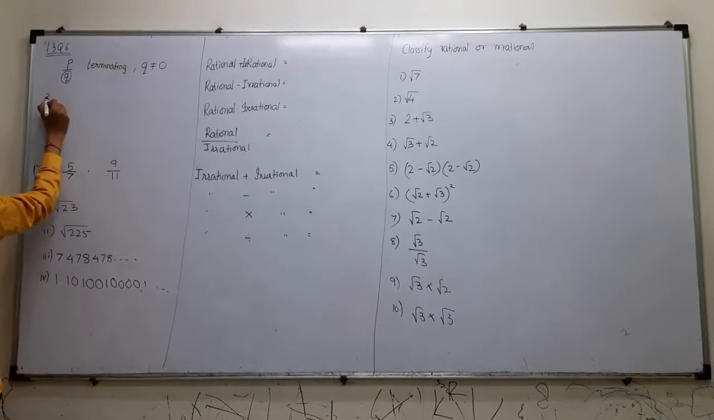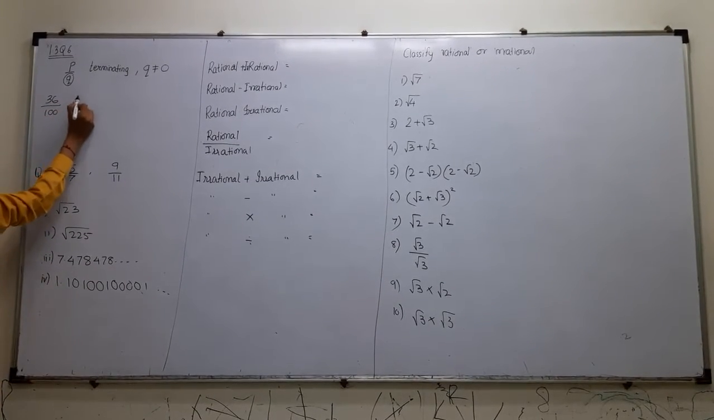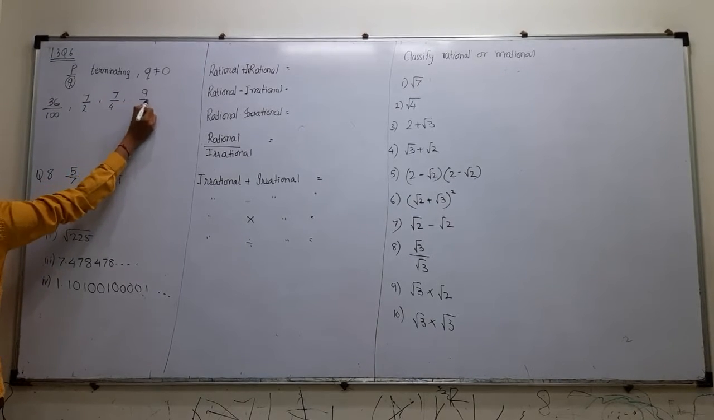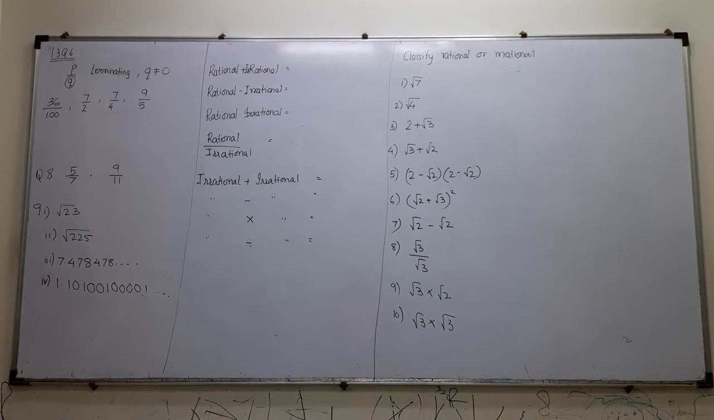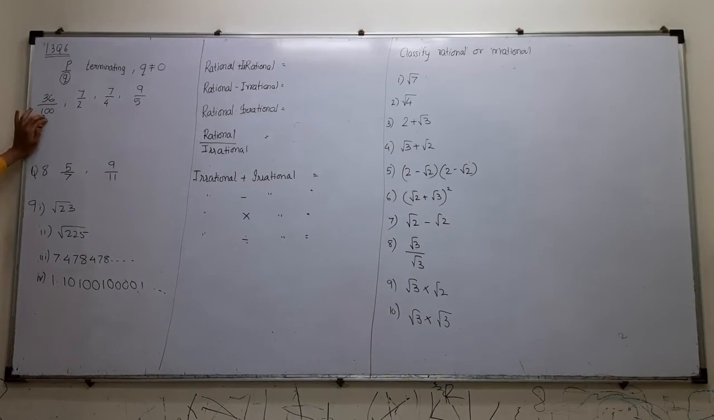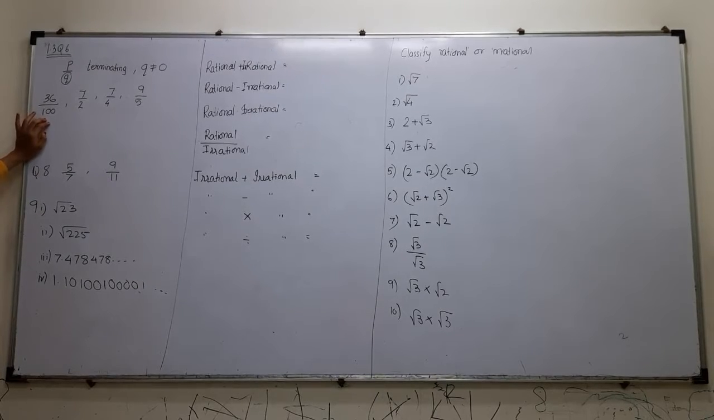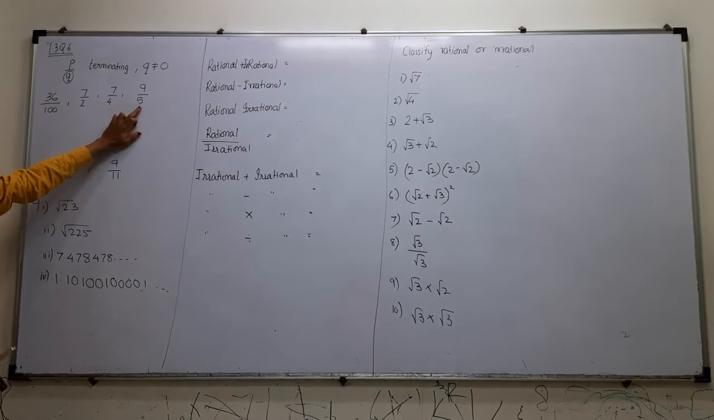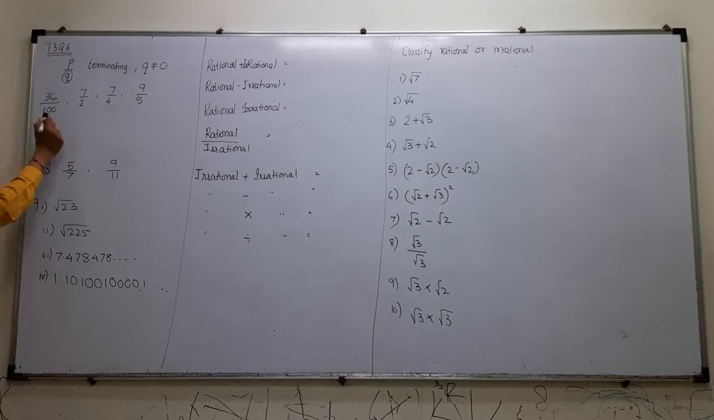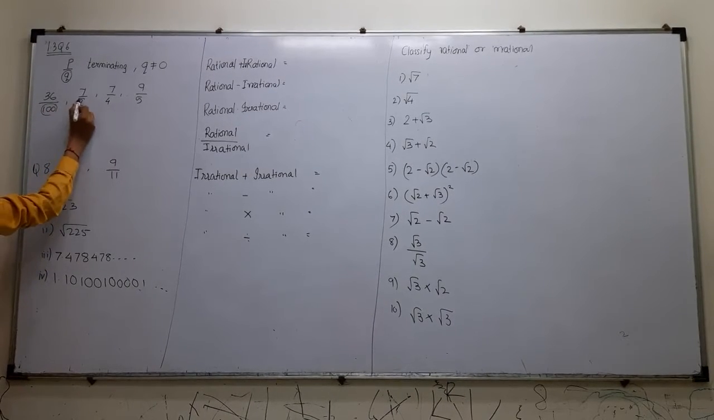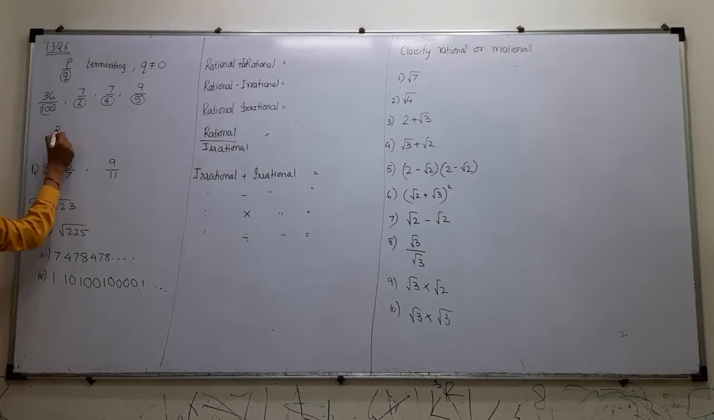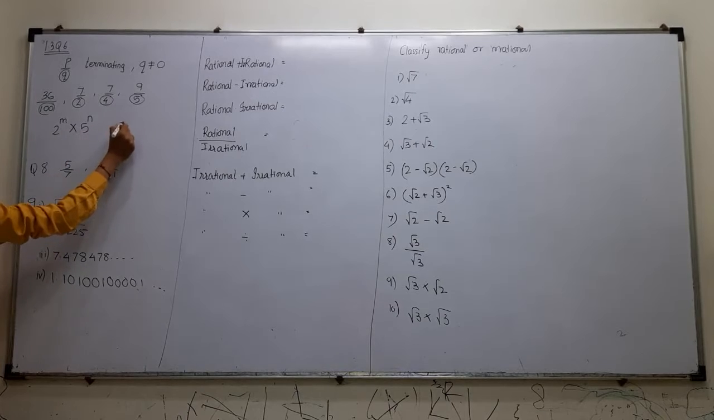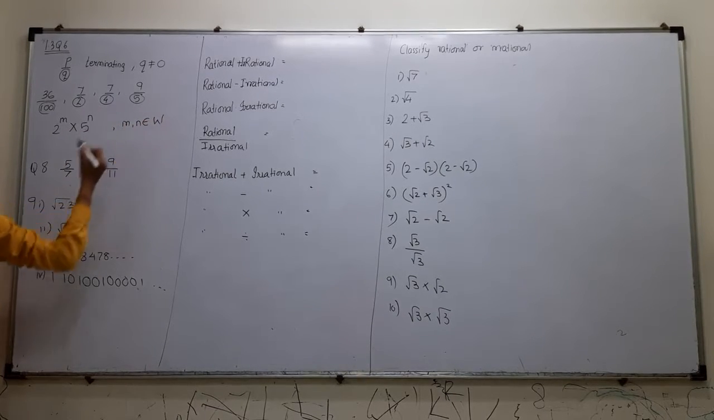If you observe, we have taken an example 36 upon 100. If I take 7 upon 2, 7 upon 4, 9 upon 5. In all these cases, the denominator, the first one is a multiple of 10, the denominator is a power of 2, this is also 2 square, and this is a power of 5. If at all the denominator is a power of 2 or power of 5 or both, where m, n belong to whole numbers.